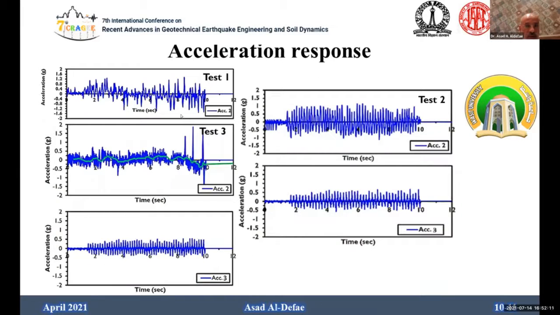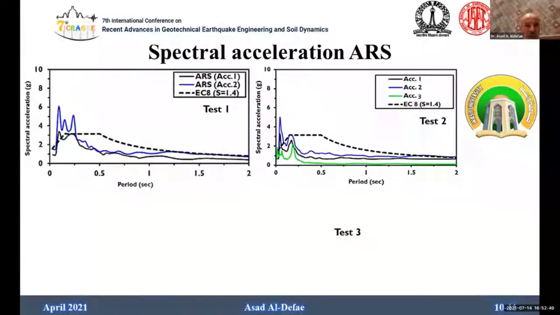This is the output for the acceleration response in terms of the time history of acceleration, as we have seen for test one and test two. The amplification is very clear when the dam is empty, which is a very serious problem, while attenuation is noticed when it is filled with water. So the dam filled with water will be resistant to the propagation of the wave from the bedrock to the surface upstream. This is the key finding of this paper. The spectral acceleration response spectra are also examined to investigate how they behave compared with the code.